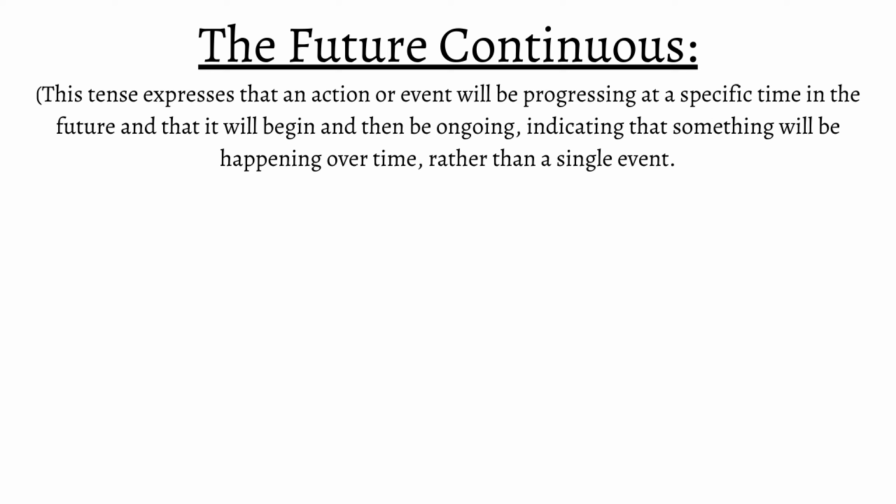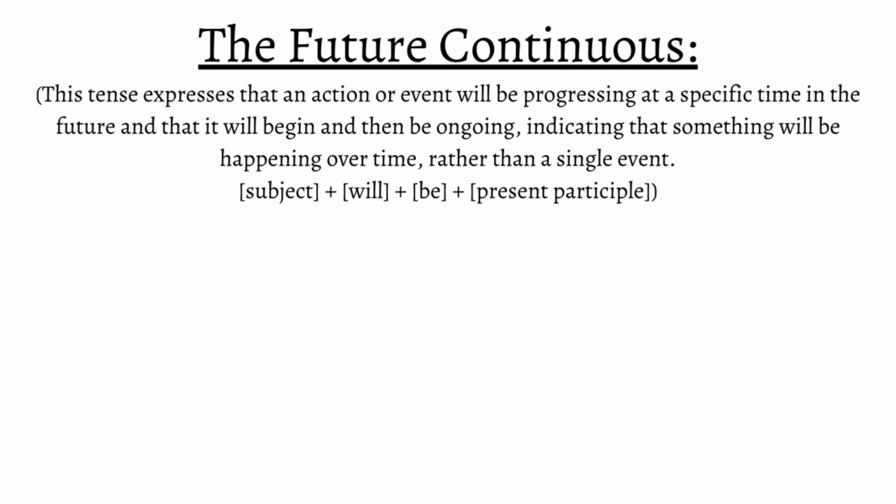Moreover, it's possible to combine the future simple with the continuous, thus making the future continuous. This tense expresses that an action or event will be progressing at a specific time in the future, and that it will begin and then be ongoing, indicating that something will be happening over time, rather than a single event.